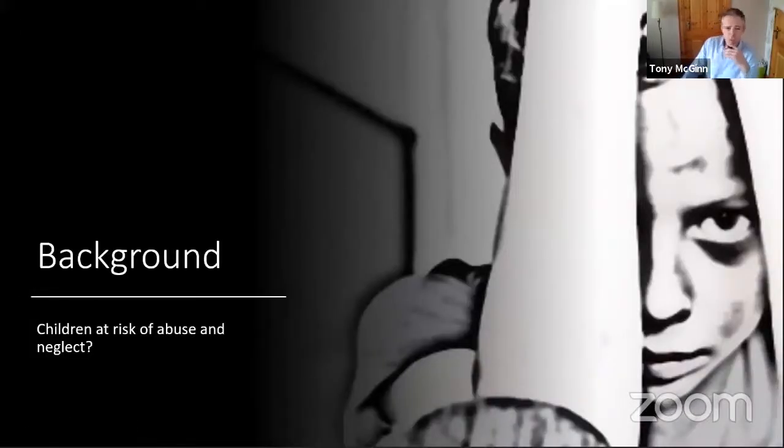So beginning with just a couple of points of background to family group decision-making for children at risk. Children at risk, for this review, we were defining as children and young people aged between 0 to 18 years who have been the subject of a child maltreatment investigation.